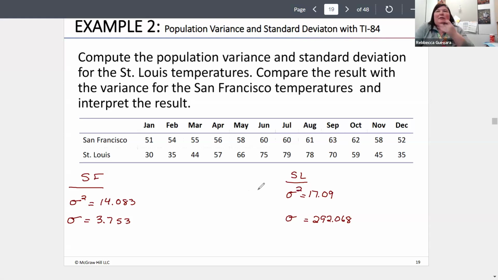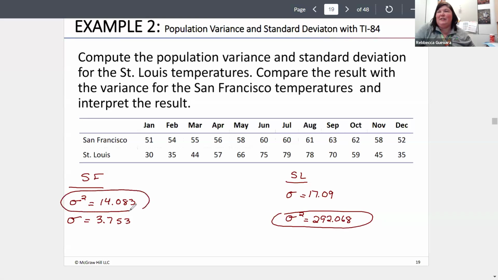What we're seeing there is that, remember, San Francisco's temperatures are a little more pushed together. So these are the standard deviations, or the variances. We see the variance was significantly bigger for St. Louis than it was for San Francisco. But we're going to see the same thing also for standard deviations.